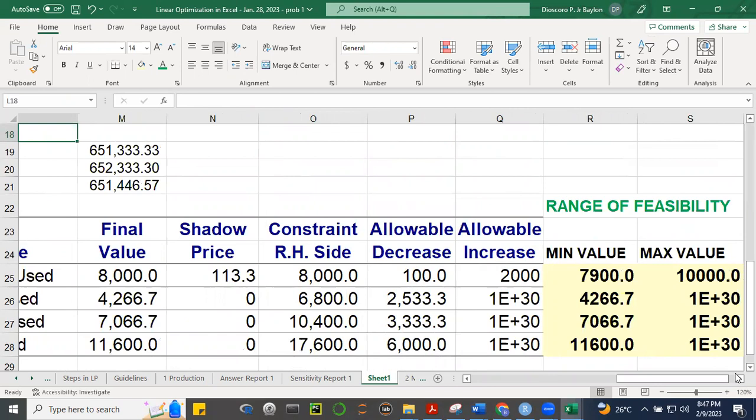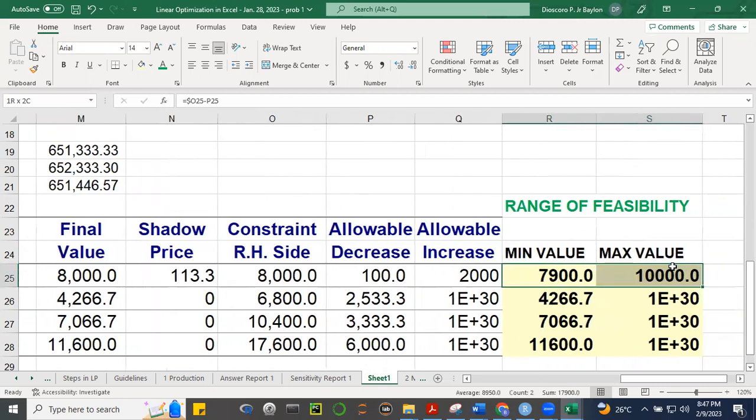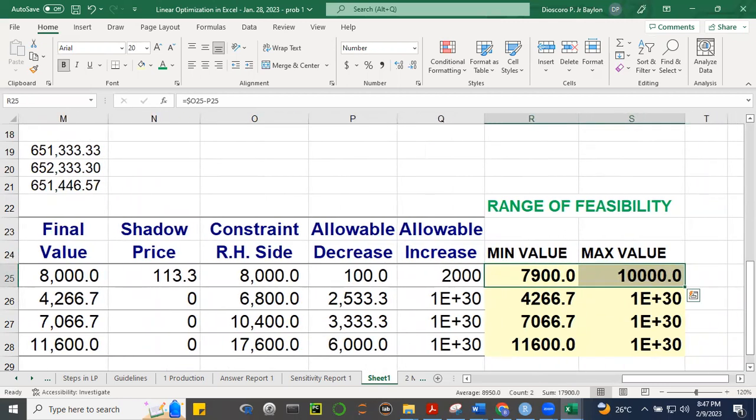Medyo tricky tong sensitivity analysis ng constraint. So binago natin yung right hand side natin, yung available na constraint natin, in this case yung chemical A. Ginawa natin 8,001 kasi kanina 8,000 lang yan, no? Tapos in-increase natin siya ng isa. And it's within the range of feasibility, kasi from 7,900 to 10,000, pwede yun.